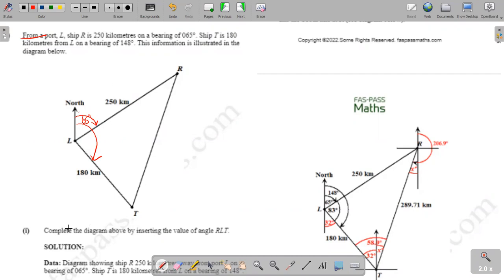So let me see what the first question says. Complete the diagram by inserting the value. You see, look at that. They ask you to put the information in the diagram. And then they say ship T is 180 kilometers on a bearing of 148. That means this big angle here is how much? 148. Everybody see that? Would you be able to do that in the future? Understand that first step? Yes or no? So I could know if I could move on. All we did was take the information and put it inside the diagram. So we know the first bearing is 65 from the north line. The second one is 148 from the north line.